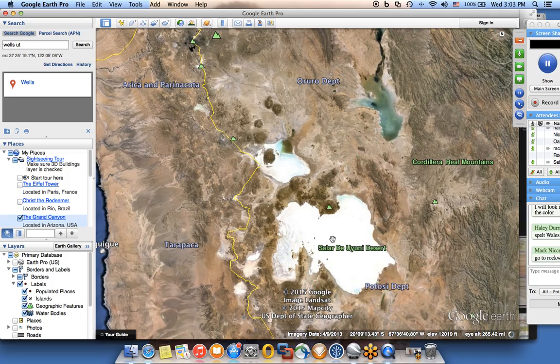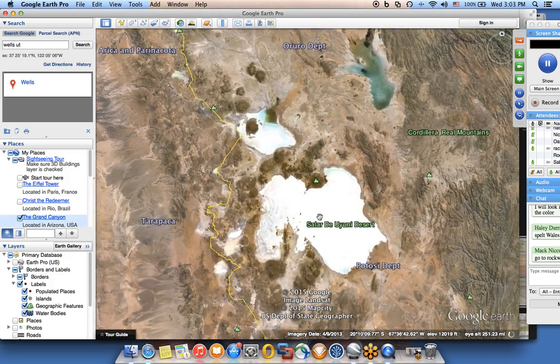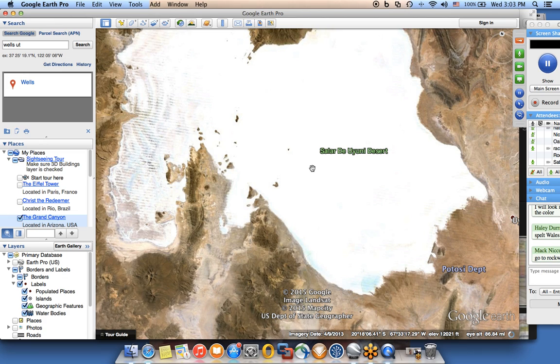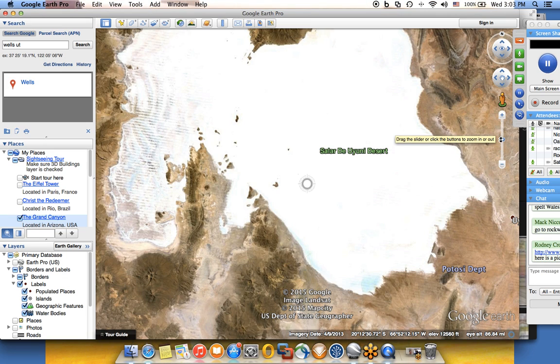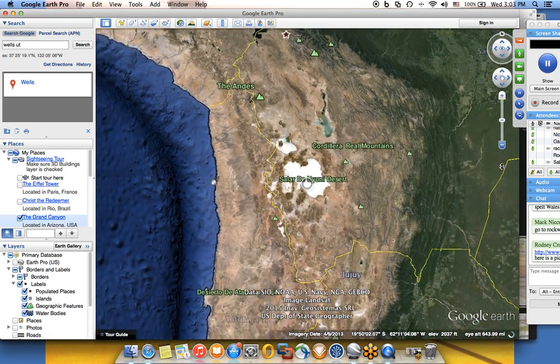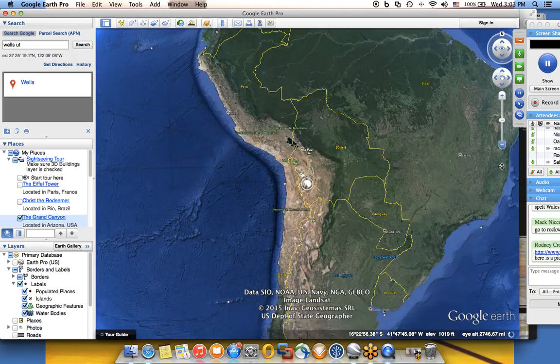And see this area, a huge area of salt evaporation. Salar de Uyuni Desierto. Okay, so this is a desert of sedimentary rock deposits.